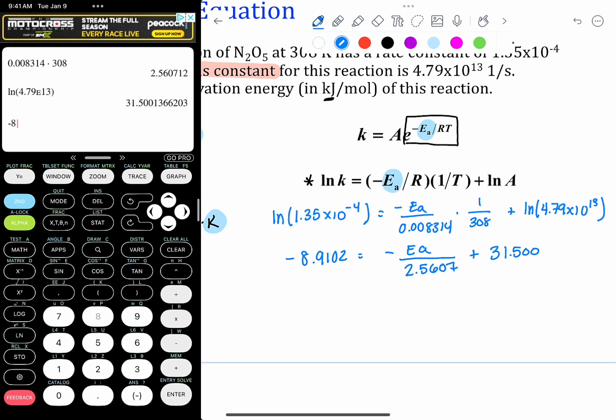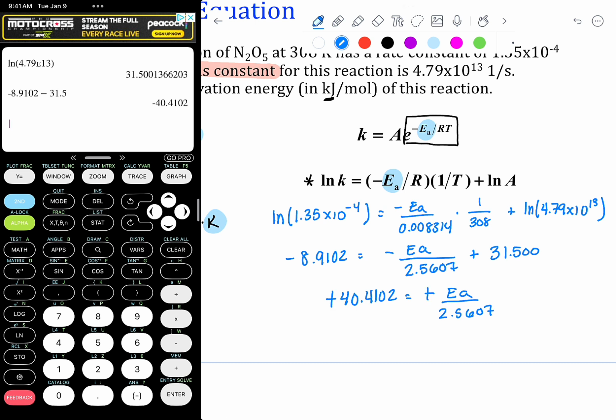Now we'll simplify to get EA on one side. We'll take that negative 8.9102 and subtract off 31.5. So we get negative 40.4102 is equal to negative EA over 2.56. Since we have a negative on both sides, they cancel each other out, so we'll make both of those positive. And then we'll multiply both sides by 2.56.